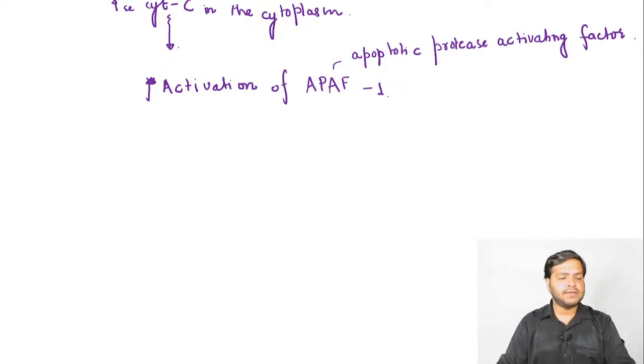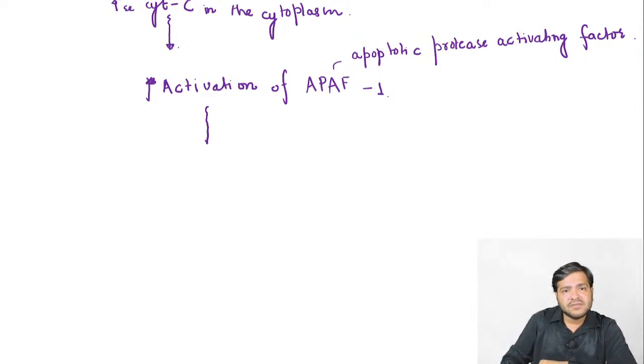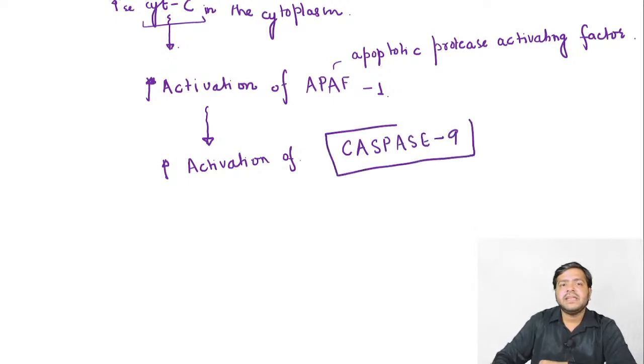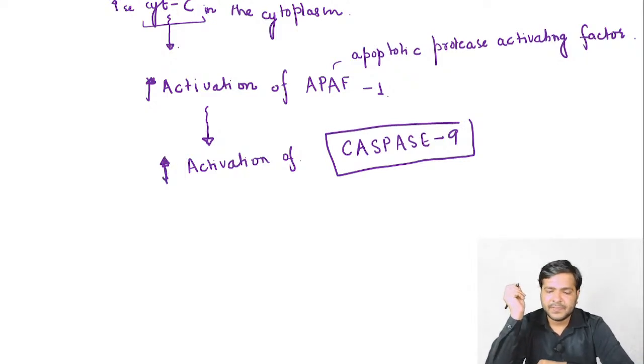Apoptotic protease activating factor. There is increased activation of apoptotic protease activating factor due to more accumulation of cytochrome C in the cytoplasm. It will lead to an increase in the activation of caspase 9. Very, very important. Caspase 9.